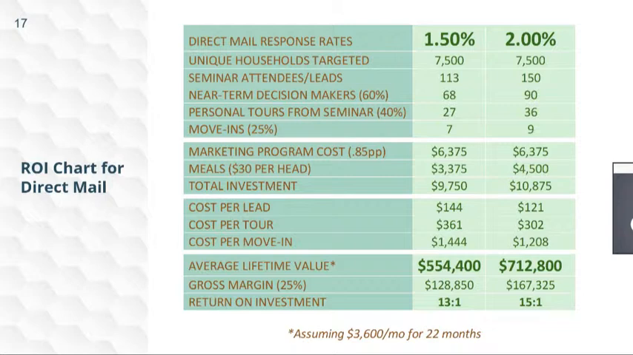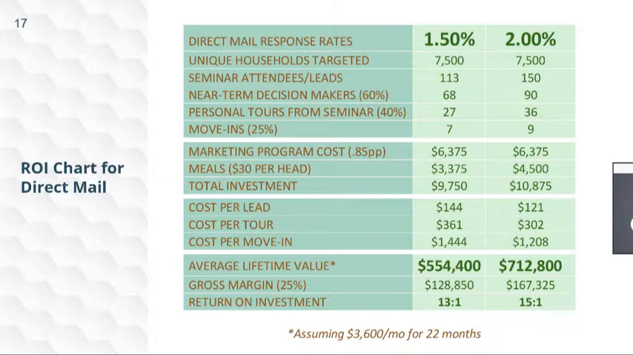Now you can go lower than that, you can go higher than that. It really depends on the needs of your community, of your market, if you're a new development versus established, and those are all things that we would work with you directly on. But essentially 7,500 is an average quantity for a campaign. What we achieve for our clients, in this example, let's say the 1.5% response rate on a mailer of 7,500, is 113 seminar attendees.